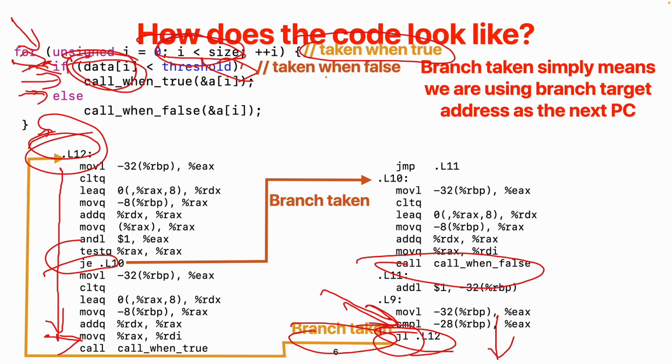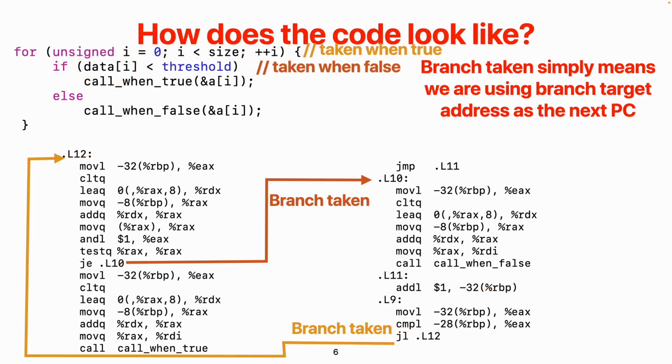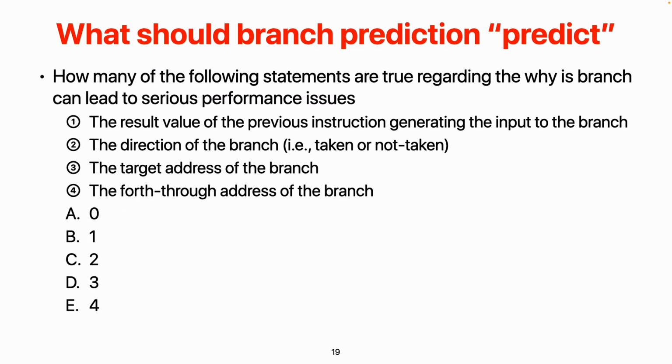So here's the thing, right? We don't care exactly what's in there. We care more about whether data I is smaller than the threshold, right? So in this way, do we really need to predict the result value? Okay, so do we need to predict the direction of the branch, taken or not taken? Yes, because that's the whole purpose of why we want branch prediction. We want to know if this branch is going to be taken or not taken.